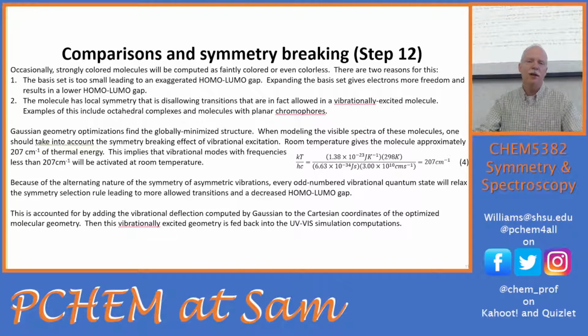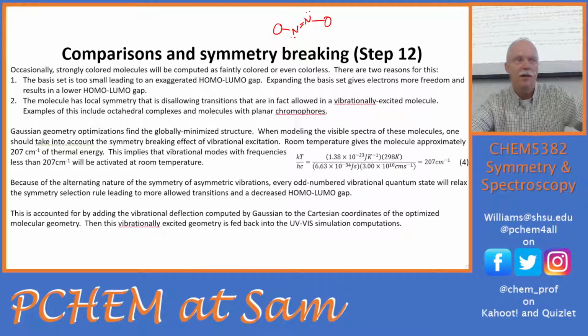Occasionally strongly colored molecules will be computed as faintly colored or even colorless. I found this when I was studying this. I was trying to think, okay, what colored molecules can I do for the paper? So I want to write a paper on this. I want to pick some classic examples, and I did azobenzene. Just this molecule, you've got a benzene, an azo group, and a benzene. Okay, and this n to pi star transition is the strong HOMO to LUMO transition, and it came out colorless. The f was equal to 0, and that can't be right.